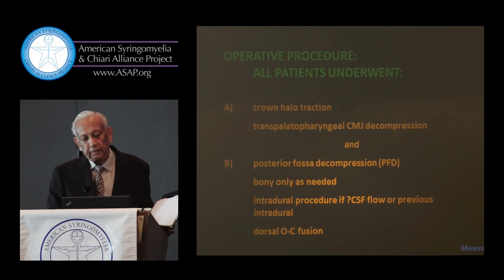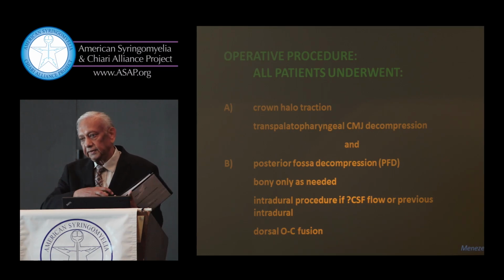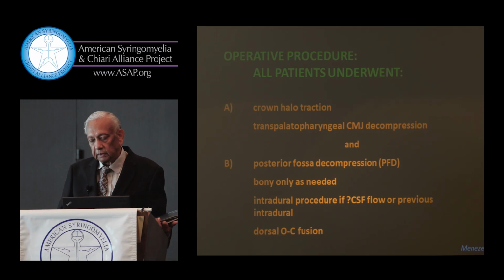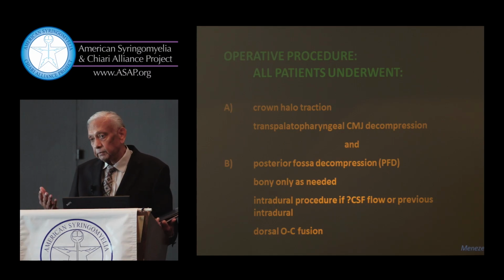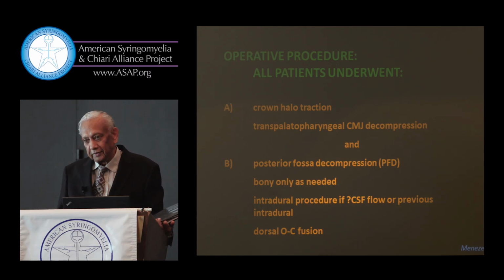All patients underwent crown halo traction. That means we're trying to see if we can disengage the pumpkin from the spike. Mind you, these are the patients who had the front abnormality, not the back problem alone. And then they underwent a decompression. How do you do it? Go through the mouth.